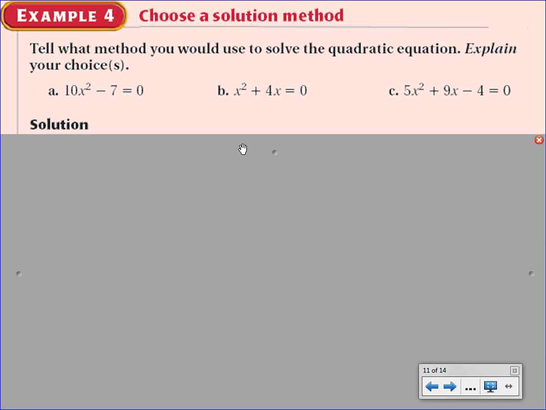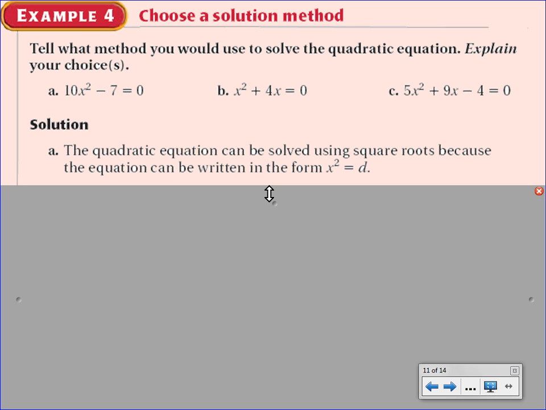If we had 10x squared minus 7 equals 0, what method would we most likely use? The one that doesn't need a middle term. Taking square roots. In this case, you would add 7, divide by 10, take a square root, and you're finished.